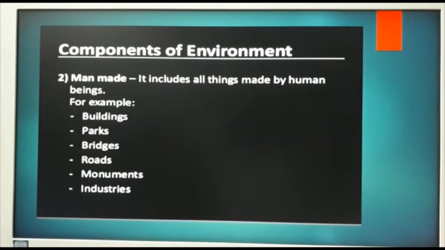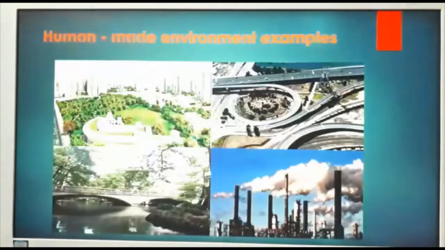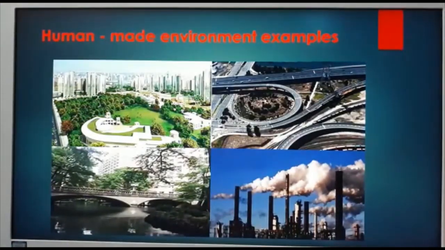The second component of environment is man-made or human-made environment. It includes all things made by human beings. For example, buildings, parks, bridges, roads, monuments, industries, etc. These are the pictures of the example of human-made environment.